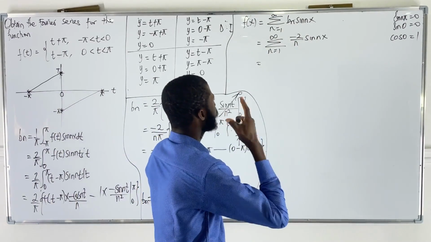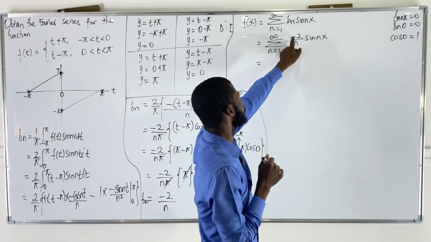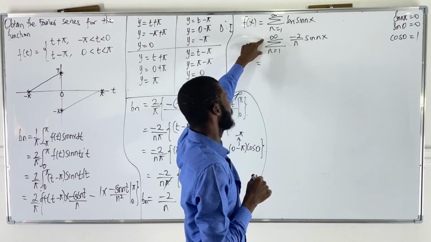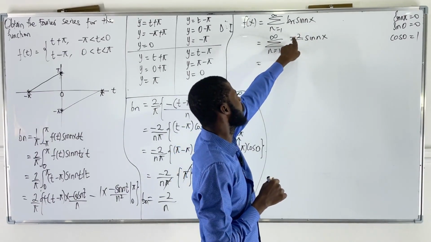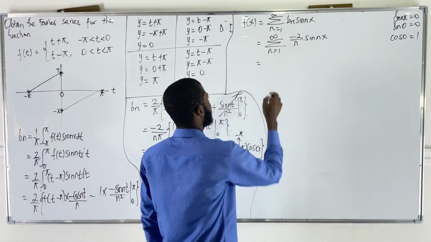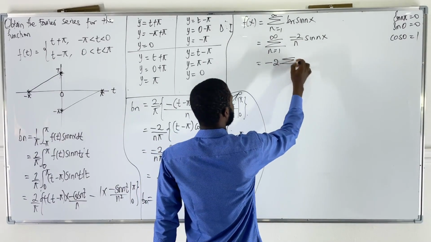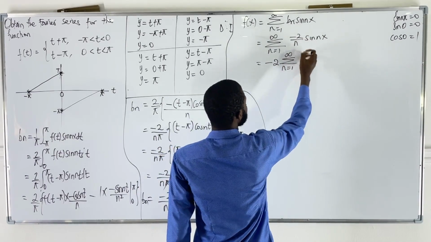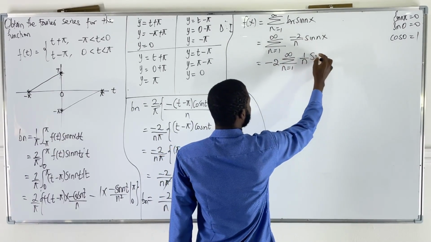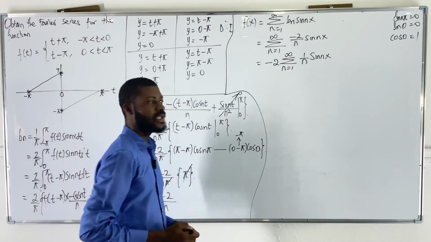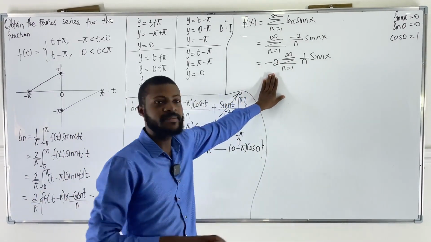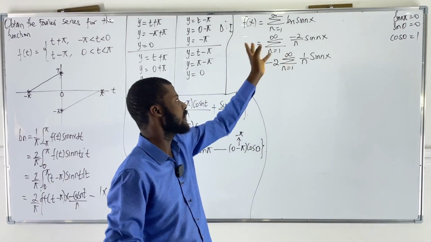Now, the constant term here is minus 2. Because my summation is with respect to n, the minus 2 does not have n. So I bring it out. So this is minus 2 times the sum from n equal to 1 to infinity of, what will now be left is 1 over n sine nx. Now please take note that if they say leave your answer in terms of n, this will be your answer in terms of n.